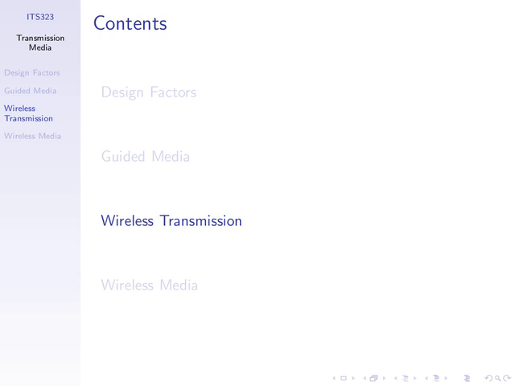Any questions before we move on to the next part? We've covered guided or wired media. The next thing is wireless. Both how does wireless transmission work and what are some examples of wireless media.